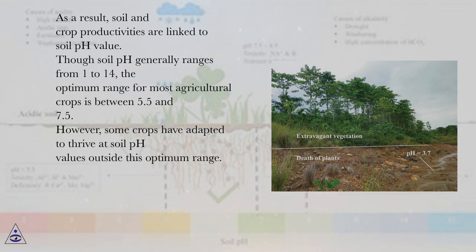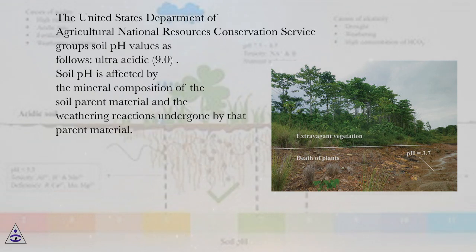Though soil pH generally ranges from 1 to 14, the optimum range for most agricultural crops is between 5.5 and 7.5. However, some crops have adapted to thrive at soil pH values outside this optimum range. The United States Department of Agriculture Natural Resources Conservation Service groups soil pH values into classes, from ultra-acidic to very strongly alkaline, above 9.0.